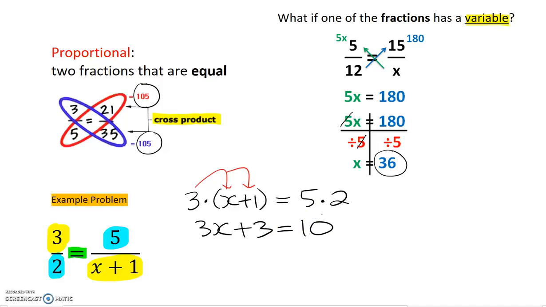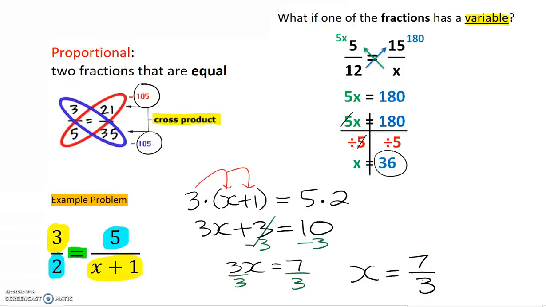Now you have an algebra problem that you can without a doubt handle. It's a two-step problem. We subtract 3 on both sides, and we get 3x equals 7. And then we do our division. Here's our second step, and we are left with x equals 7 over 3. Now, I know this might seem a little bit strange, x equals a fraction. But that's the correct answer. They're not always going to be beautiful numbers like we had over here. So that's why we use our cross product to help us solve for a variable within the proportion. Okay, good luck.